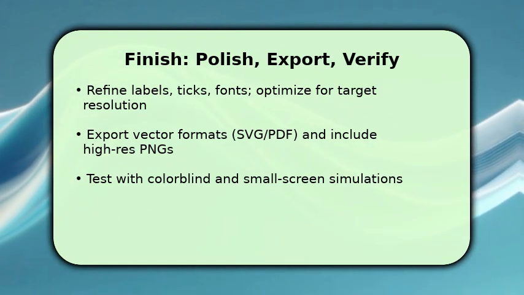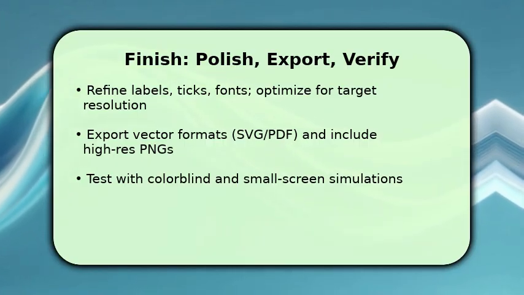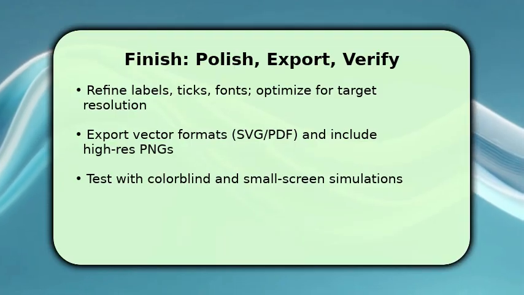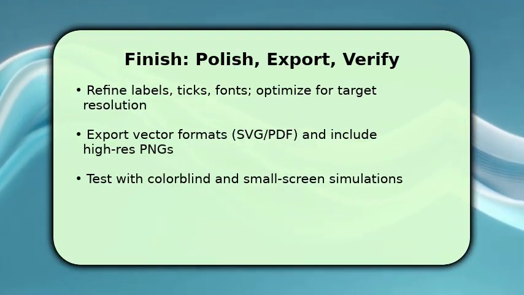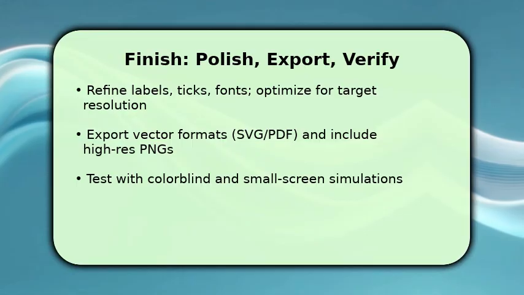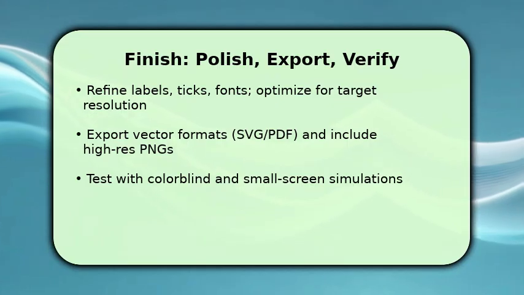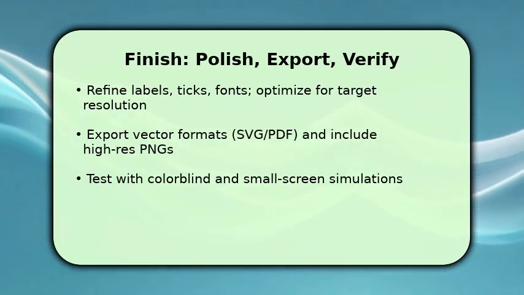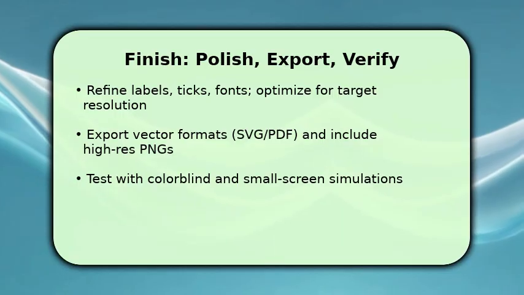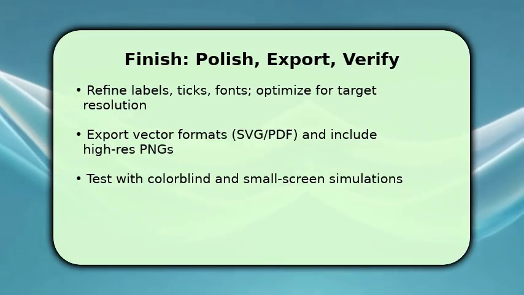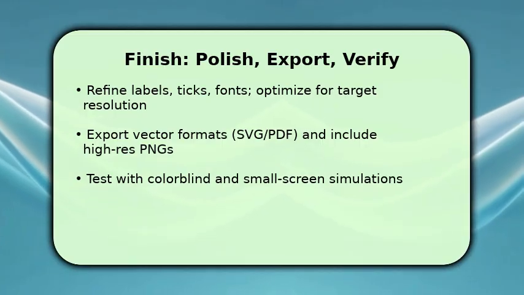Once done, export vector formats like SVG or PDF for printing and high-res PNGs for web, and embed metadata for reproducibility. Make sure to test colorblind palettes and small screen legibility. Those checks catch common failures. If something still looks wrong, the key troubleshooting tip: simplify, remove layers until the core pattern reappears. Then rebuild gradually to isolate the fault.